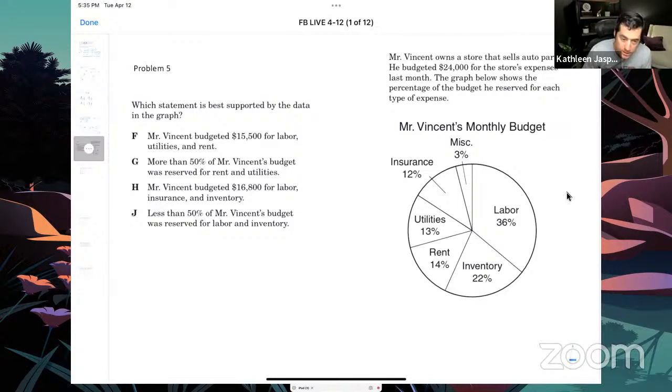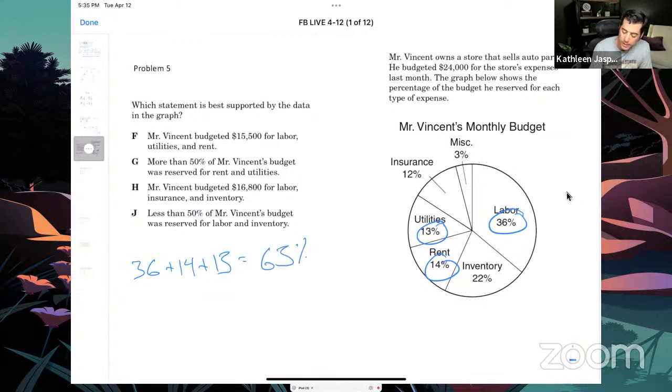So F says, Mr. Vincent budgeted $15,500 for labor, utilities, and rent. Well, we need to figure out which one is labor, utilities, and rent. So we do 36 plus 14 plus 13. That's 63%.